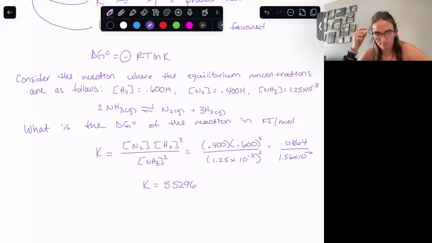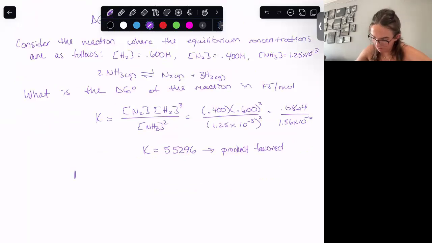Is this a big K or a small K? What is favored here, products or reactants? Yep, this is a big K, so this is product favored. So are we expecting a negative or positive delta G? Good, we are expecting a negative delta G. Then we can plug that into delta G naught is equal to negative RT ln of K. If I don't give you a temperature, just assume 25 degrees Celsius.